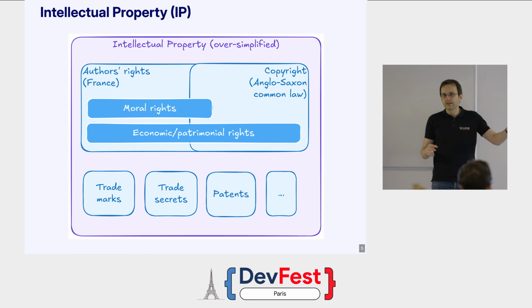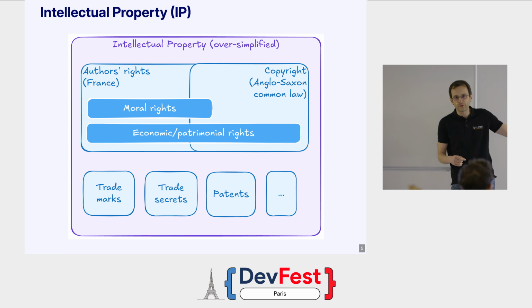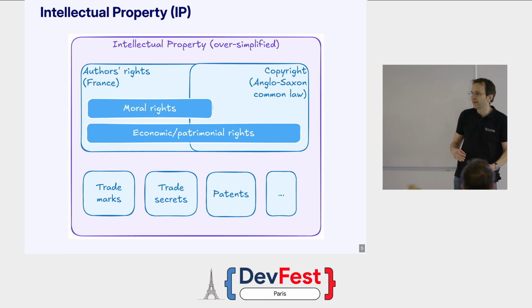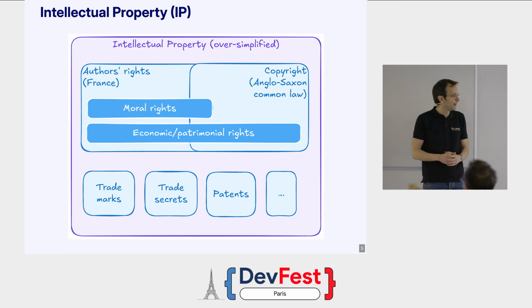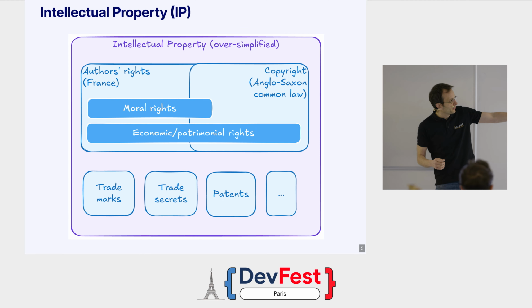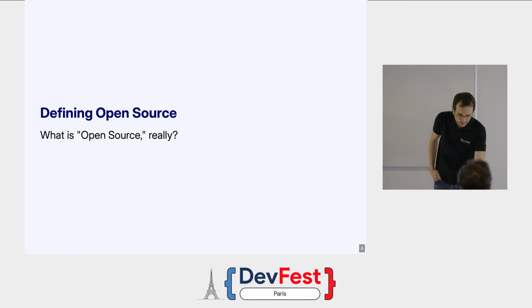But that's not only that, the intellectual property. There is more than that. There are trademarks, le droit des marques, trade secrets, le droit des affaires, and patents, les brevets. That's many things. We won't talk about that. We will maybe focus on the patrimonial rights because the licenses rely on copyright mainly. So just some basics to know about licenses. But now let's dive a bit into open source.